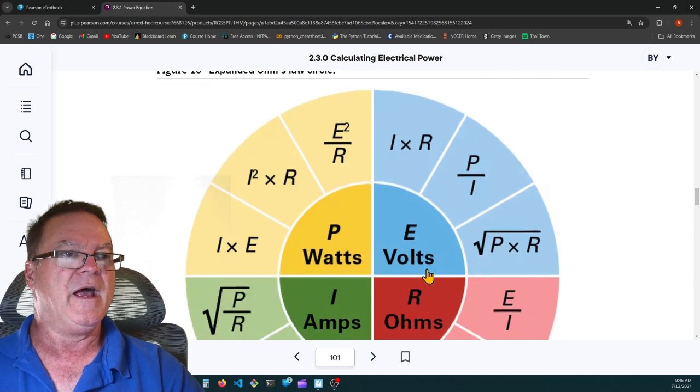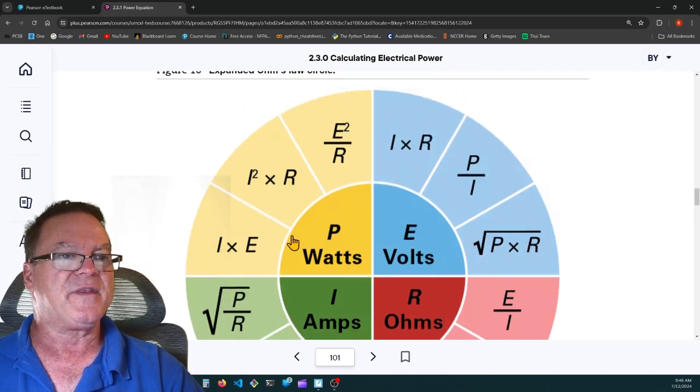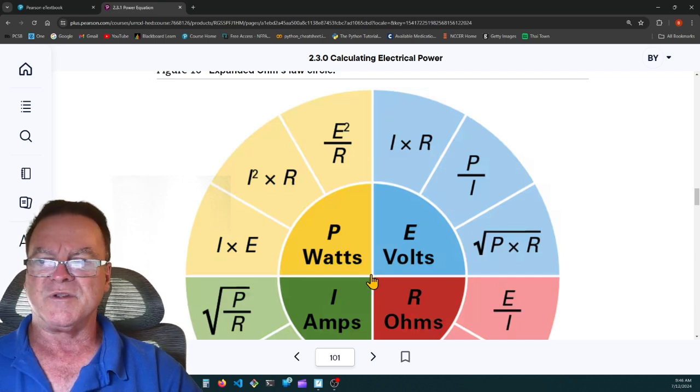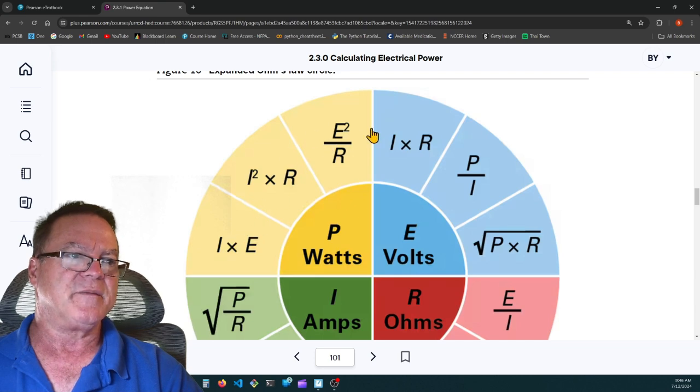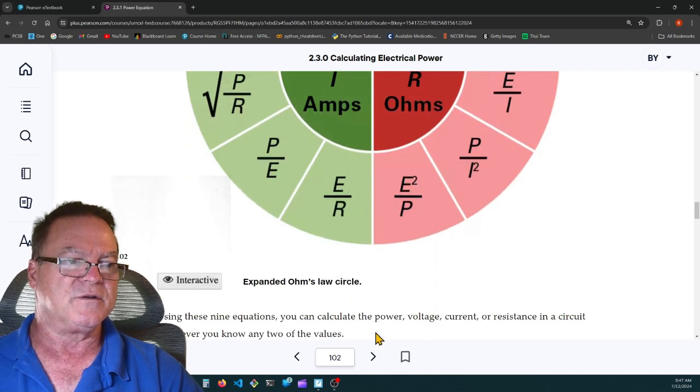Okay. And here is a large Ohm's law wheel that has 12 different formulas. They got these by rearranging the two Ohm's law and the power Ohm's law. They rearranged them and got these 12 formulas. So this is something very good to have written down. Put it on your wall so you can see it.